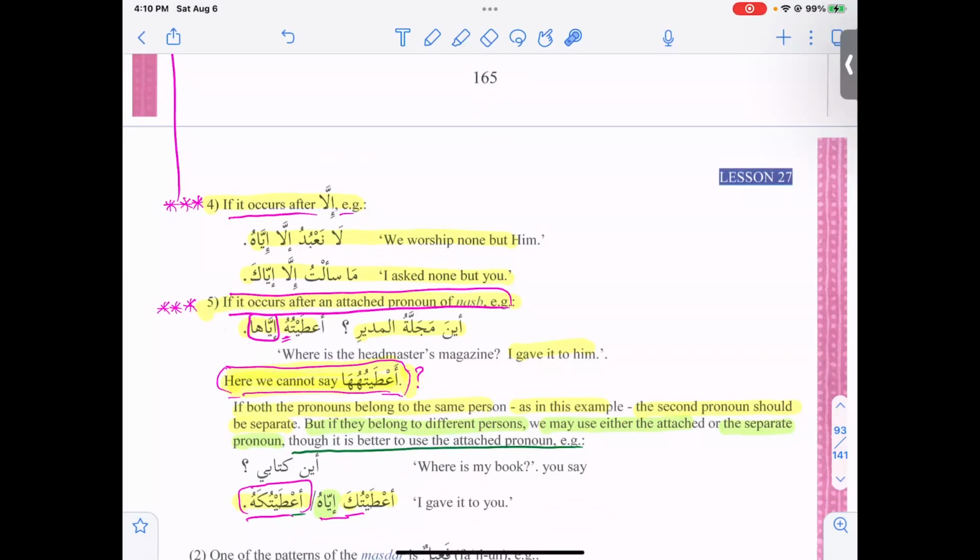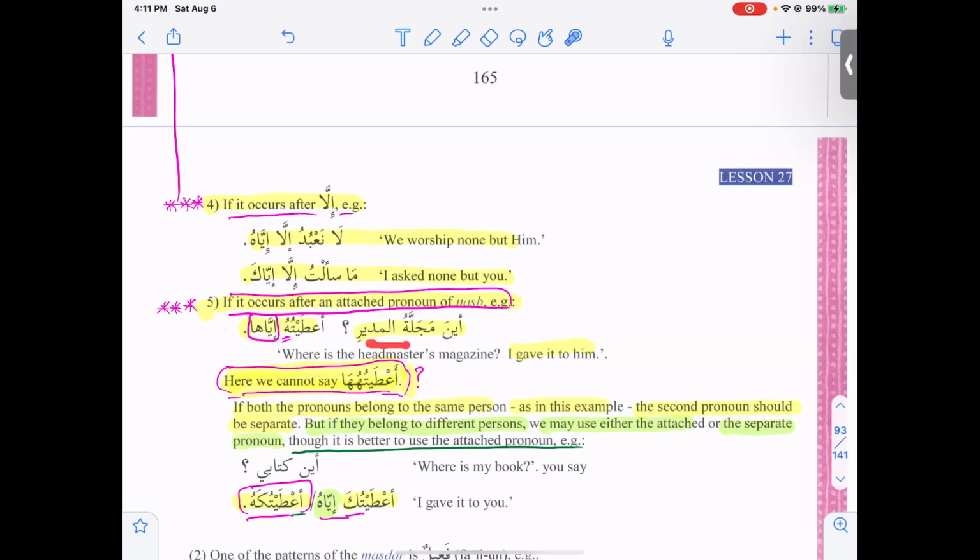And then number five, if it occurs after an attached pronoun of nasab, it comes after a pronoun which is attached, so then we have to see. Look at it: ataitu, I gave it to you. Ataitu who? Ataituhu iyaha. Here is the sentence.